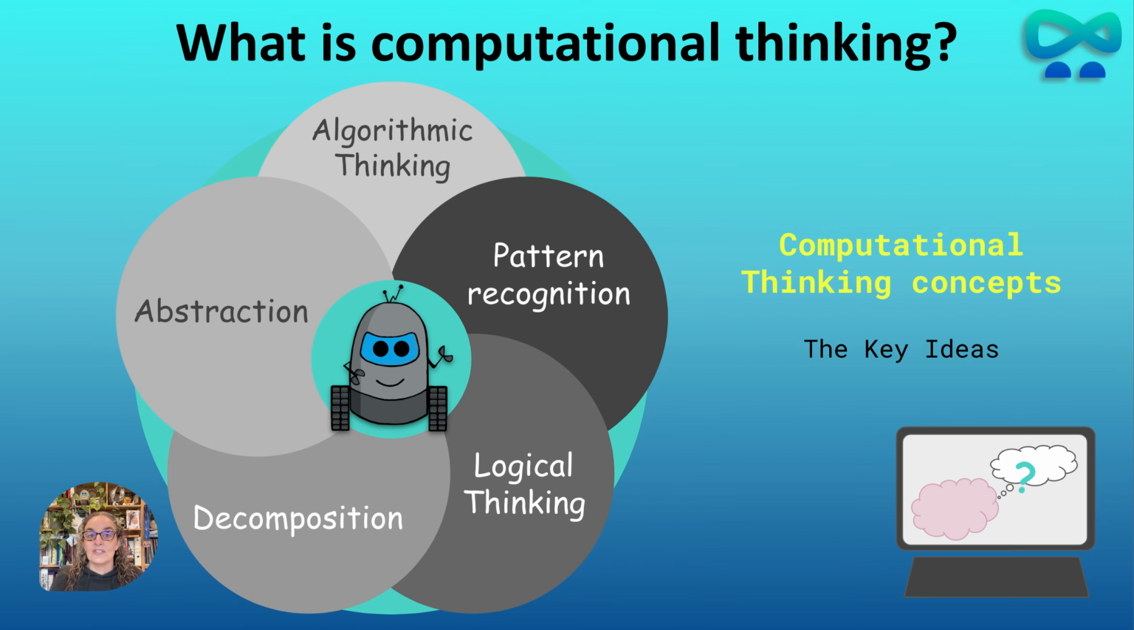So what is computational thinking? Computational thinking is split into different concepts, the main concepts that you can see here. So we're going to be looking at algorithmic thinking, pattern recognition, logical thinking, decomposition, and abstraction today.